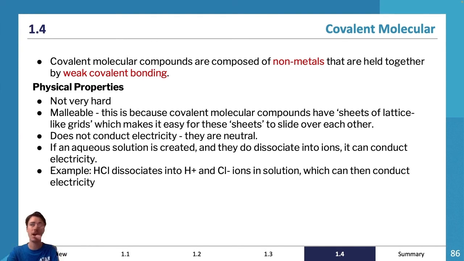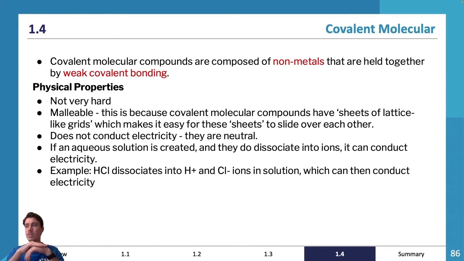Physical properties, they're not very hard. They're usually pretty malleable. This is because the covalent bonds have sheets of lattices like grids, which make it easy for these sheets to slide over each other. The only difference is graphite, which is a little bit more brittle, although it does move okay. It's not as brittle as an ionic substance. An ionic substance is super brittle.